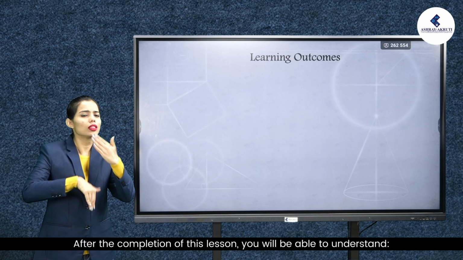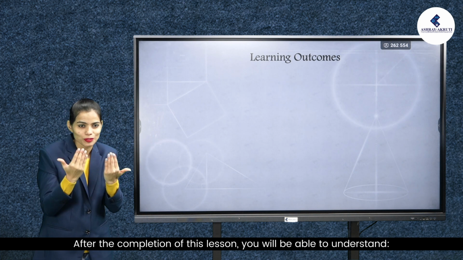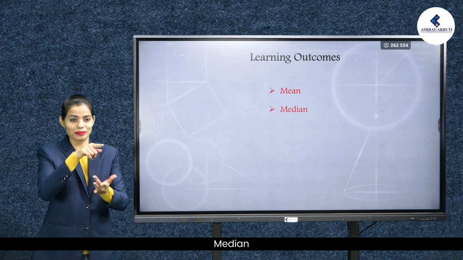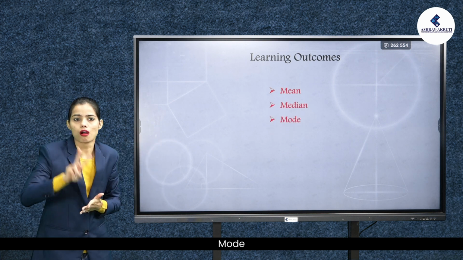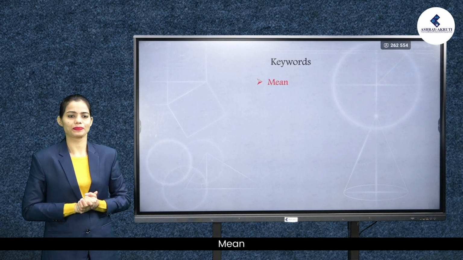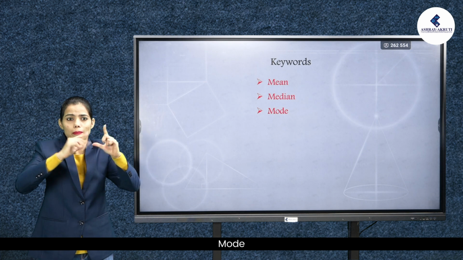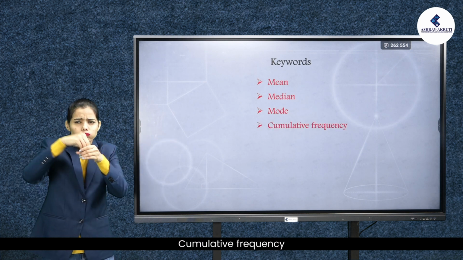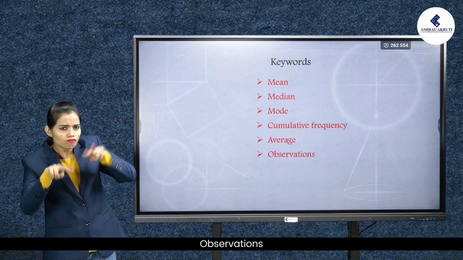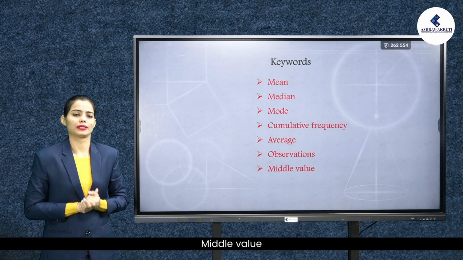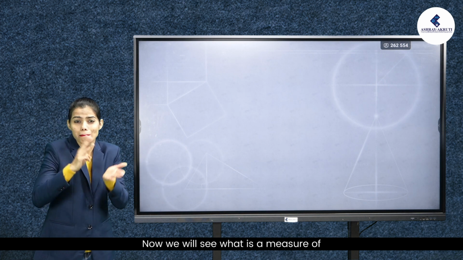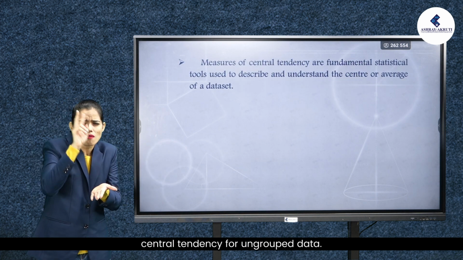Learning outcomes. After the completion of this lesson, you will be able to understand mean, average, median, middle, mode, most frequent value. Keywords: mean, median, mode, cumulative frequency, average, observations, middle value, dataset. Now, we will see what is a measure of central tendency for ungrouped data.